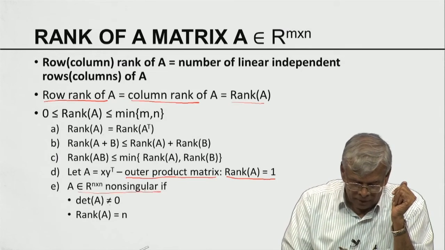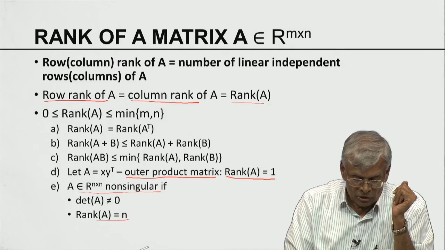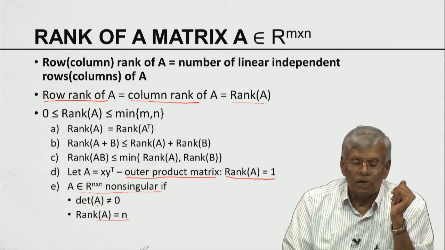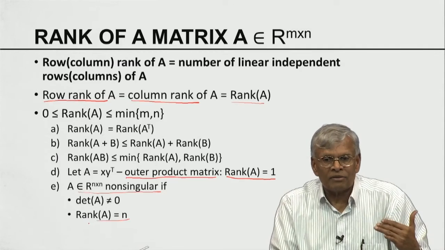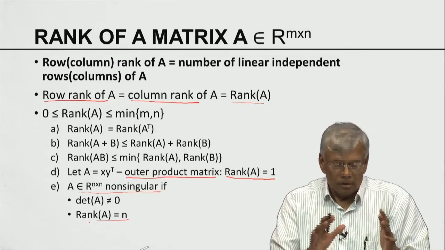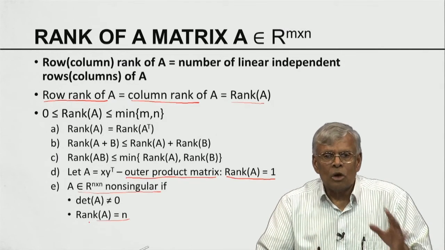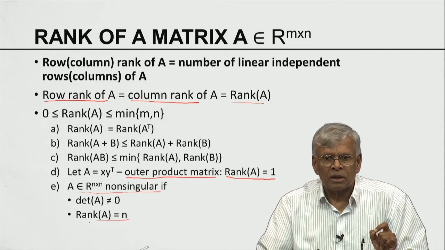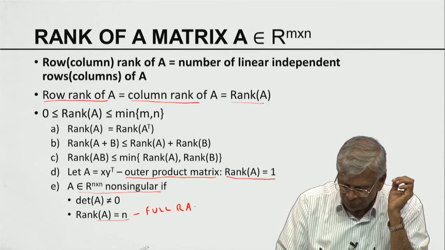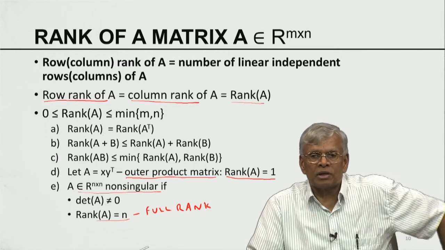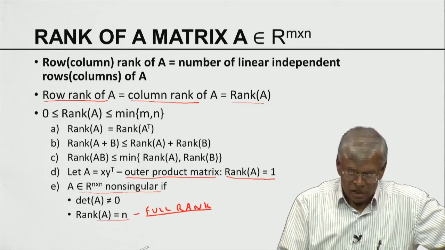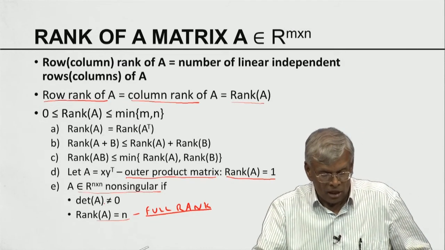If a matrix is non-singular, the rank of A is n. So if A is an n by n matrix and it is non-singular, the determinant is not equal to 0. It is also the fact that the rank of the matrix is also n. So you characterize the set of all non-singular matrices to be those with non-zero determinant or full rank. So this is called full rank. The full rank condition is the same as non-singularity, is the same as determinant of A not being equal to 0.